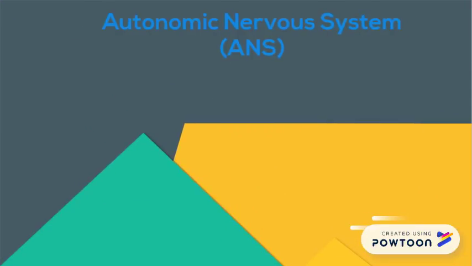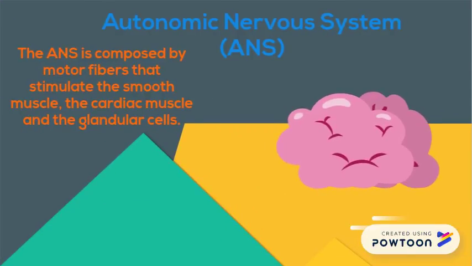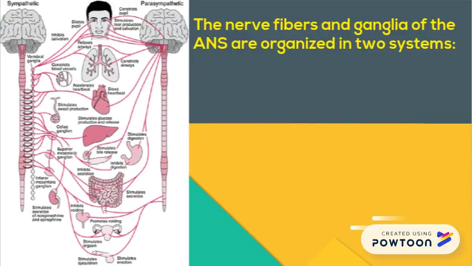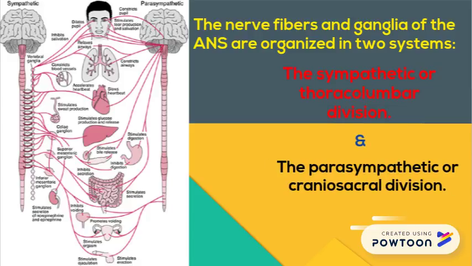Autonomic nervous system. The autonomic nervous system is composed of motor fibers that stimulate the smooth muscle, the cardiac muscle, and the glandular cells. The nerve fibers and ganglia of the autonomic nervous system are organized in two systems, the sympathetic or thoracolumbar division and the parasympathetic or craniosacral division.